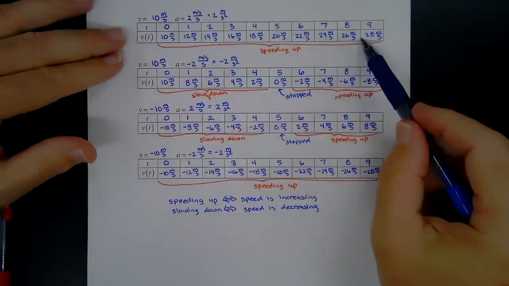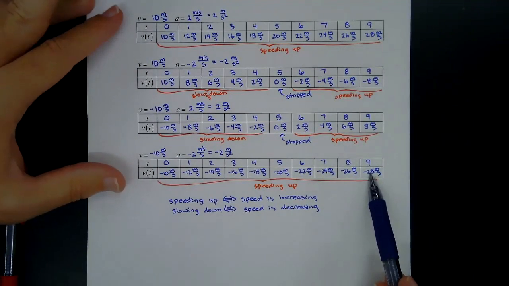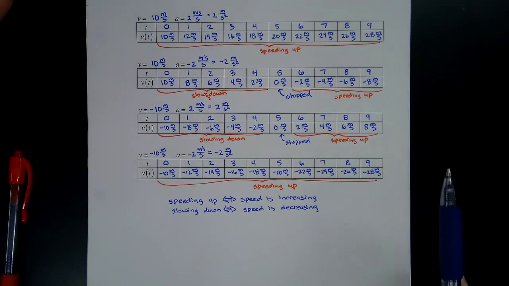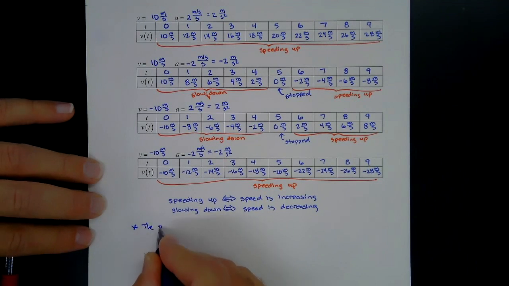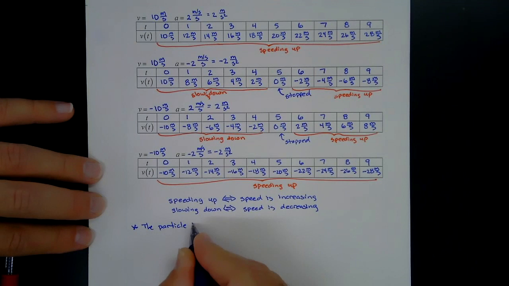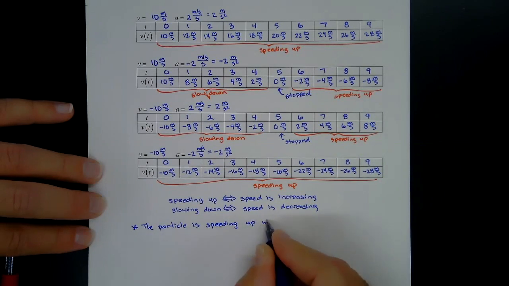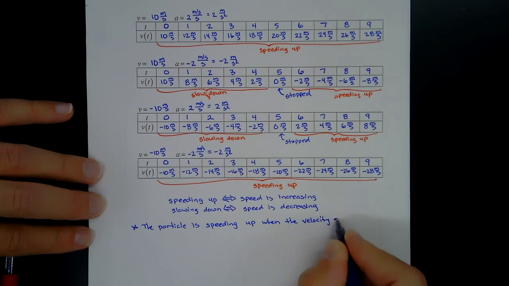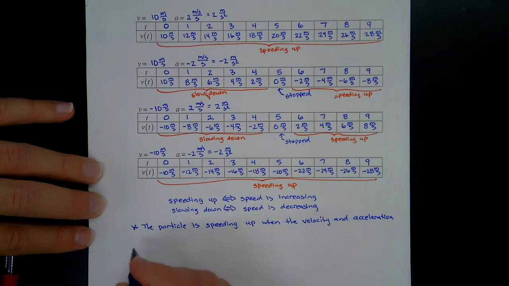We were speeding up the entire time here, but we were also speeding up the entire time here. So that's one of the giveaways. And if you're in class, I'd ask you and try to draw it out of you, but I'm just going to have to tell you. How do you know? It's when the velocity and acceleration are the same sign, okay? So this is an important thing: the particle is speeding up when the velocity and acceleration are the same sign.